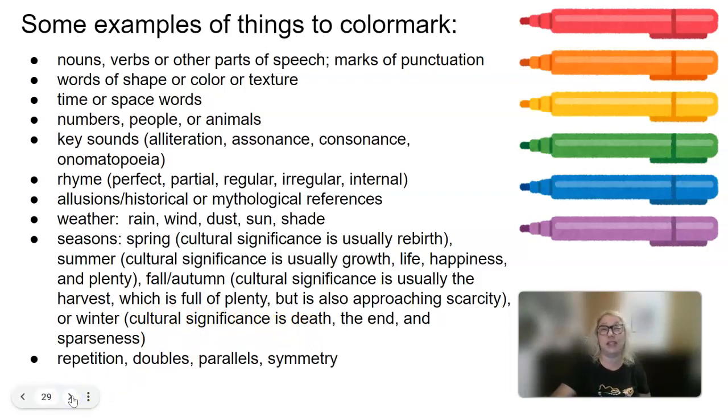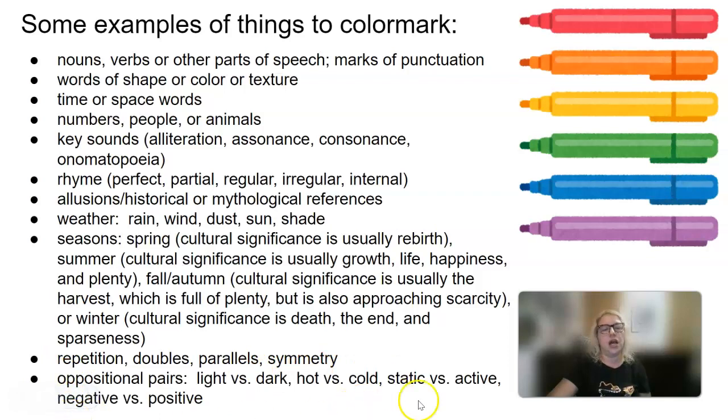How about any repetitions? That is a really good thing to trace. Anything that's repeated. Might be a sentence structure, it might be a word. Doubles, where you're noticing two of something. Parallels, symmetry. These are all great things to look for. I like also looking at oppositional pairs. So oppositional pairs are when they are opposing each other. So light versus dark, hot versus cold, static, not moving, versus active, negative versus positive. So these are all some things you could potentially color mark.